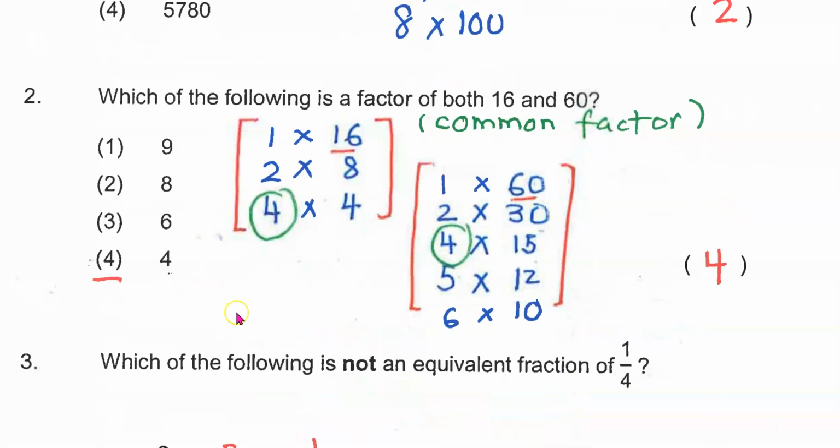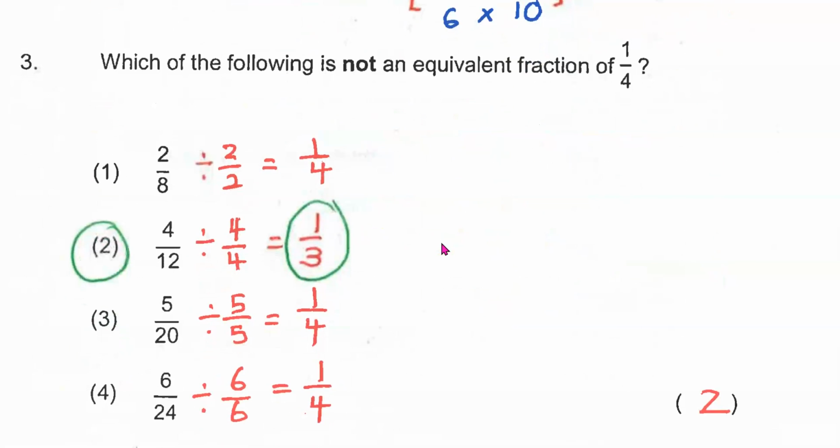Next, which of the following is a factor of both 16 and 60? So for 16 and 60, what is the common factor? Asking for common, 4 is the common factor. Now, all you have to do is to list 1 times 16, 2 times 8, 4 times 4. Then you go all the way up here and down this way. For 60, of course, you have more factors. Now the common is 4 and 4.